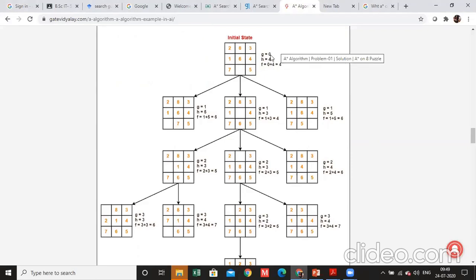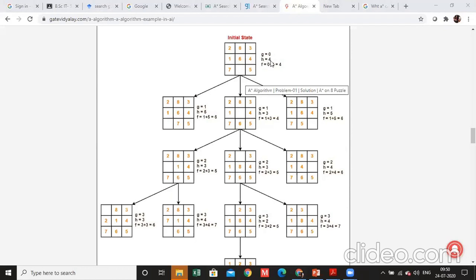Because we see g is equal to the depth of the level. Okay, so here we are at the first stage. So g is equal to 0 because we are in the initial level, or level 1, so g is equal to 0. Okay, and h is equal to 4.